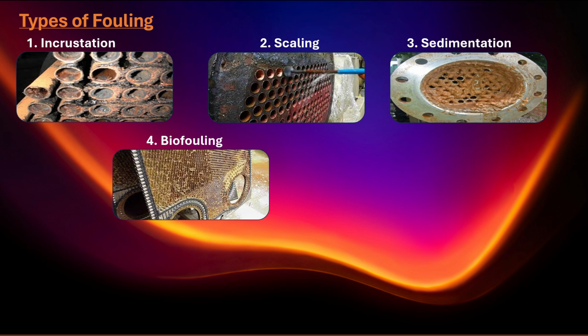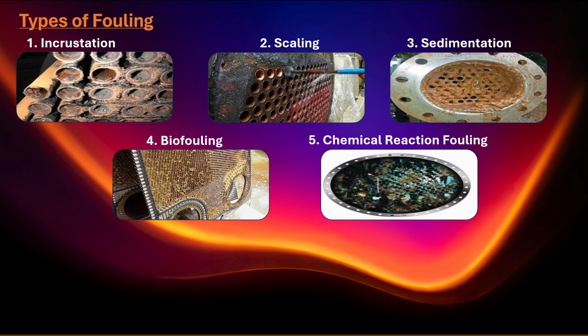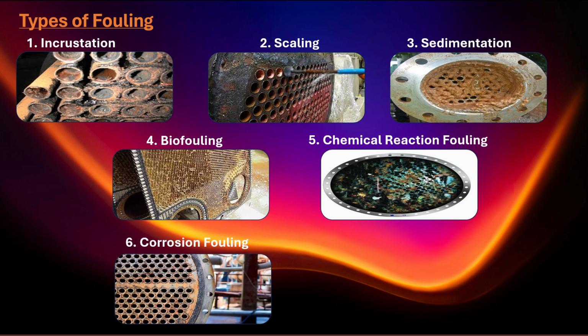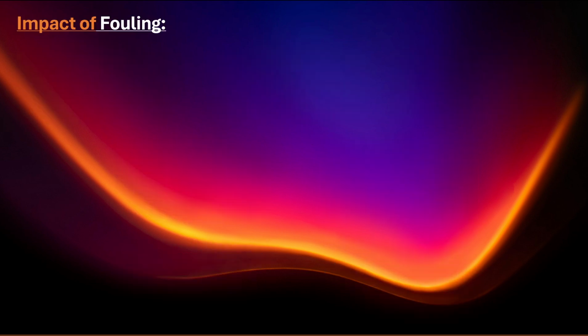Chemical reaction fouling: formation of deposits due to chemical reactions within the fluid, such as coking, cracking of hydrocarbons, or polymerization. Corrosion fouling: fouling caused by corrosion products forming on the heat transfer surface itself, which can degrade material and performance. Solidification fouling occurs when liquids solidify on subcooled surfaces, e.g. ice formation. Now we will discuss the impact of fouling on heat exchangers.